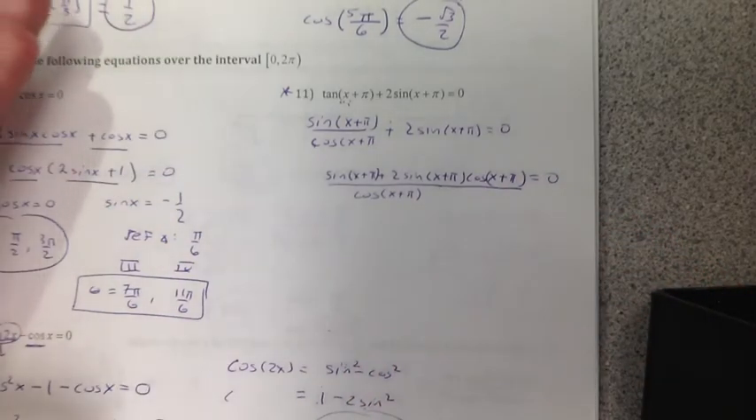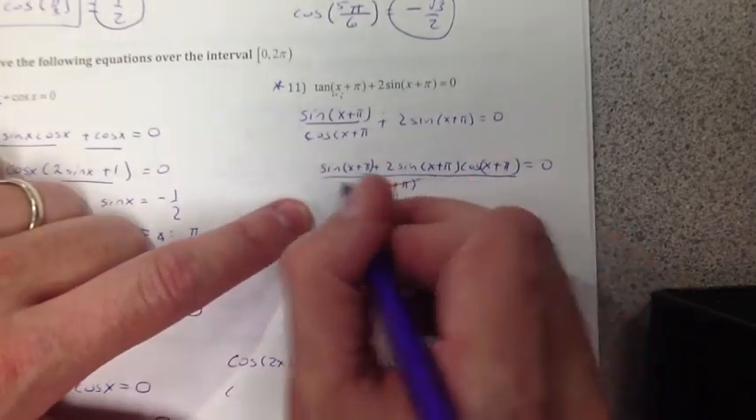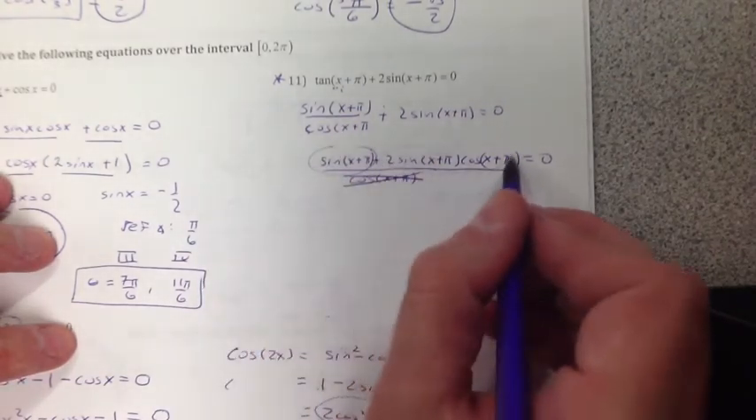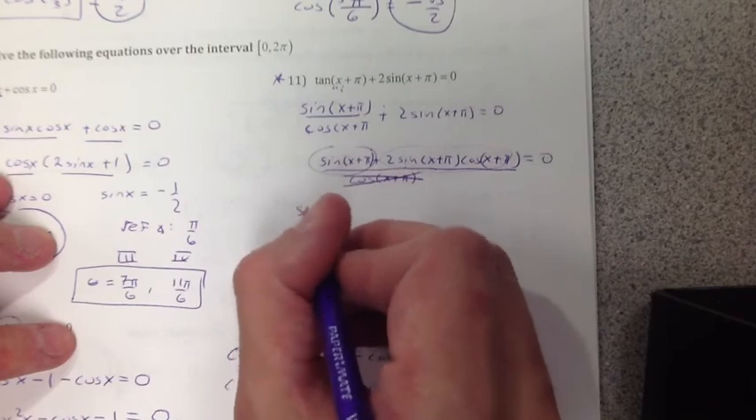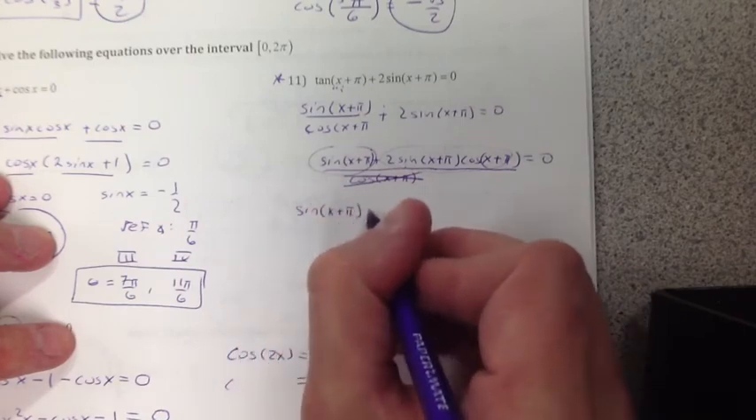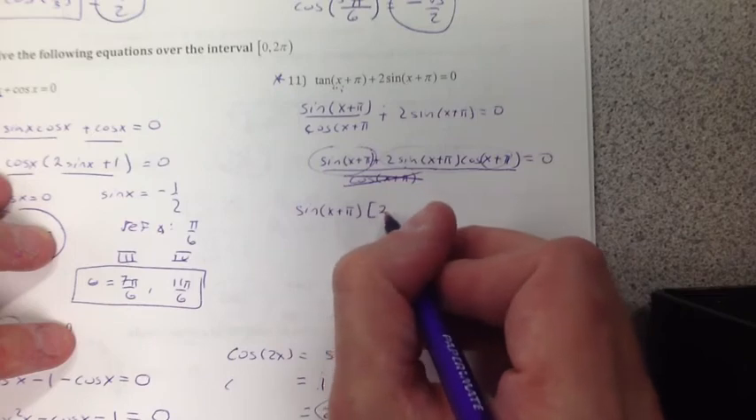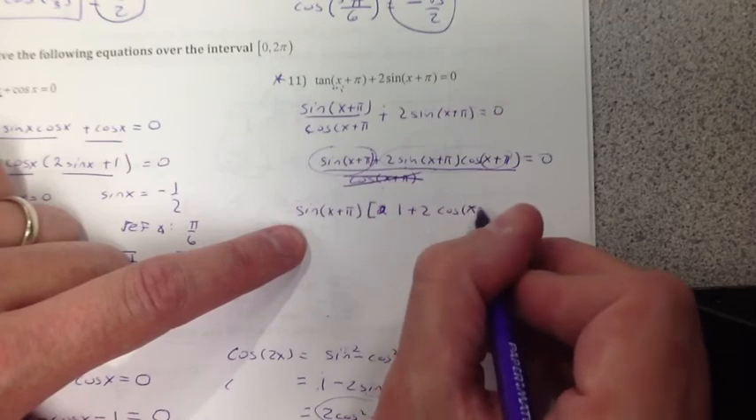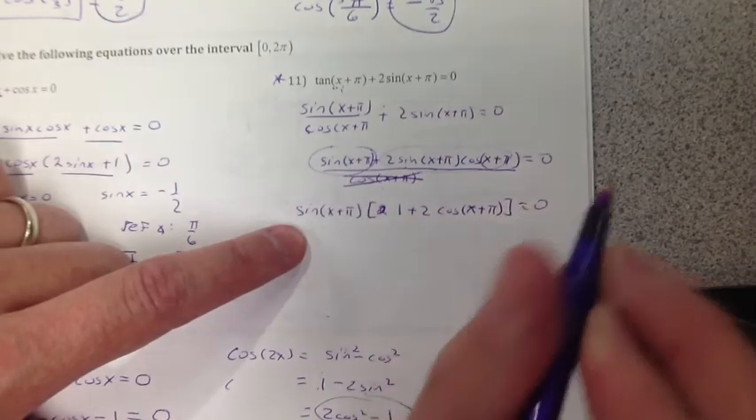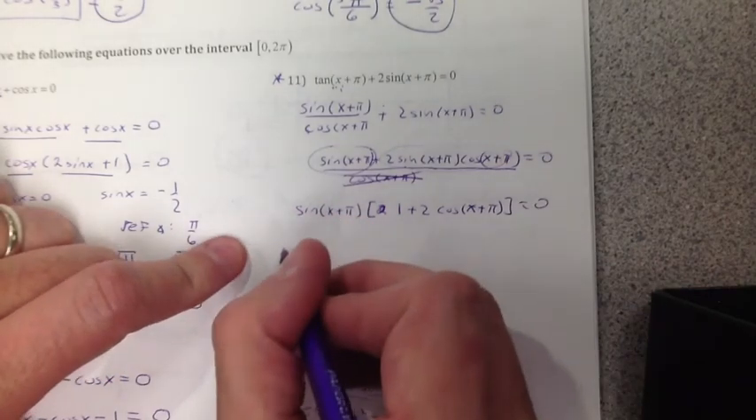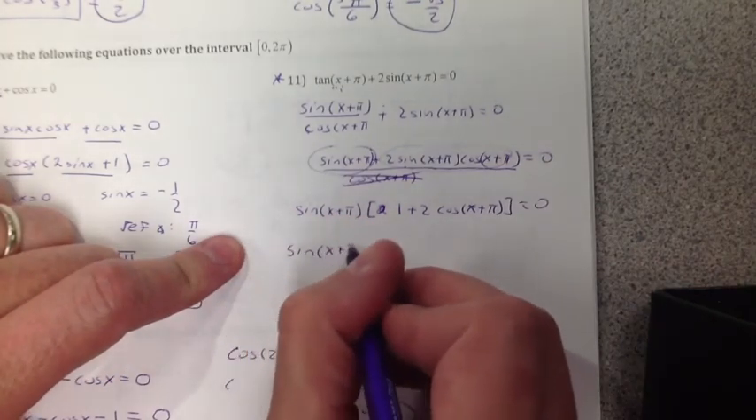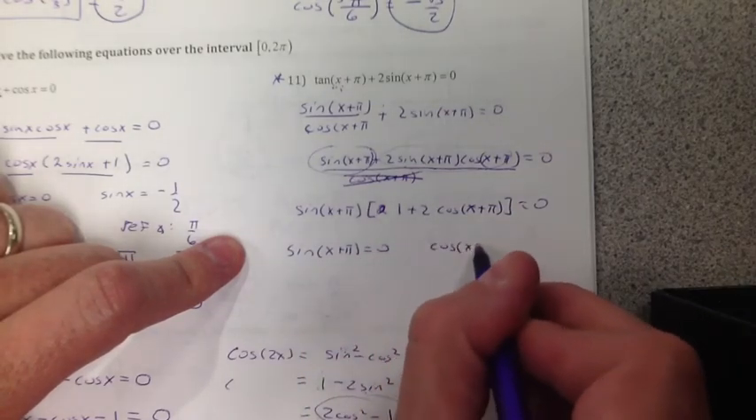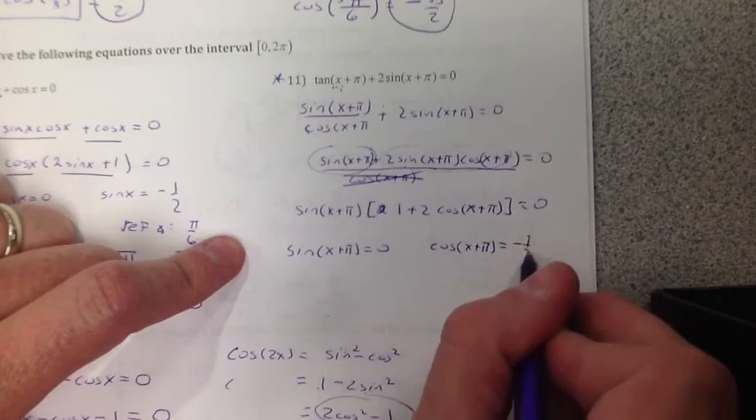Now, the reason I do this is because if I cross multiply, that whole denominator just goes away. And if you look on top, what do both terms have in common? A sine. I can take out the sine of x plus pi. And that's going to give me 1 plus 2 cosine of x plus pi equal to 0. And now if I solve each one, I'm going to get the sine of x plus pi equal to 0, and I get the cosine of x plus pi equal to negative 1/2.